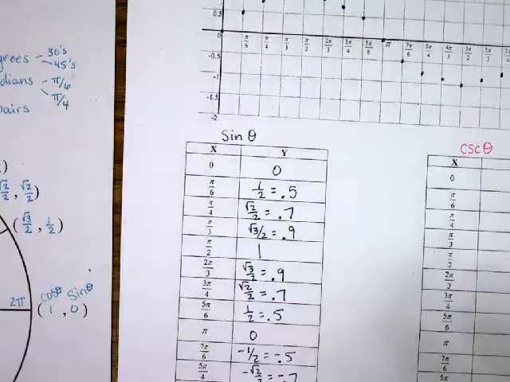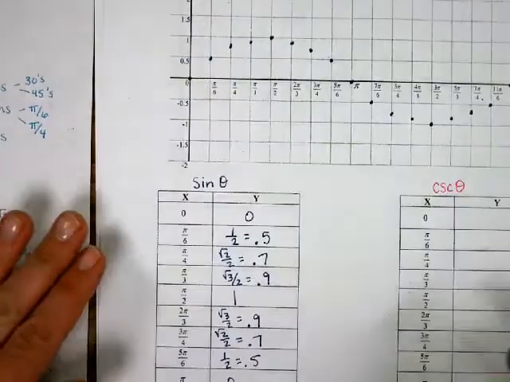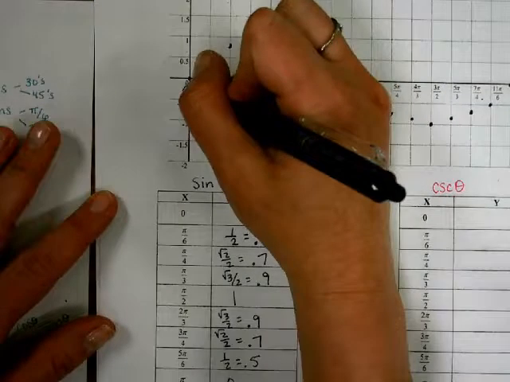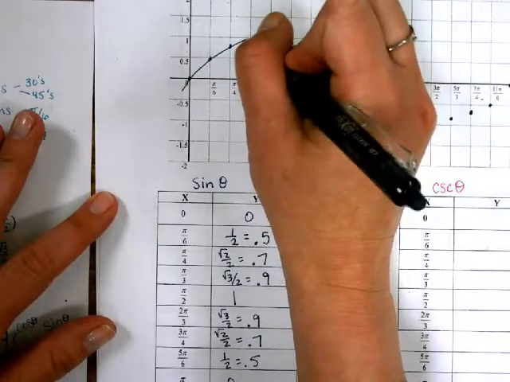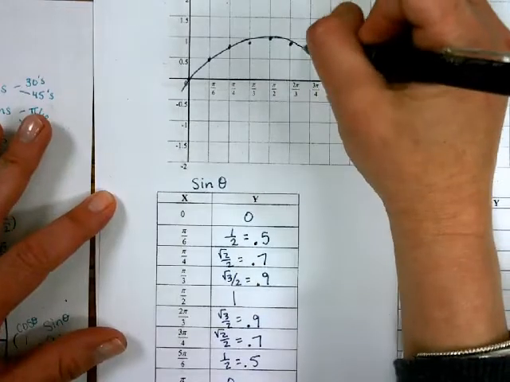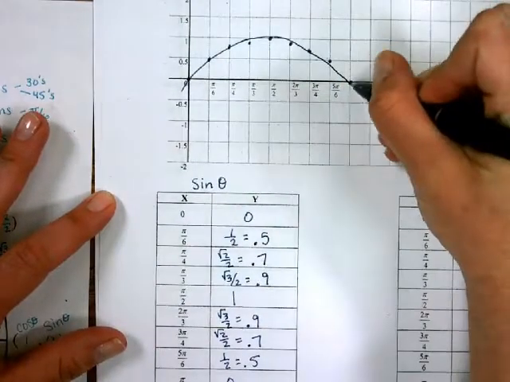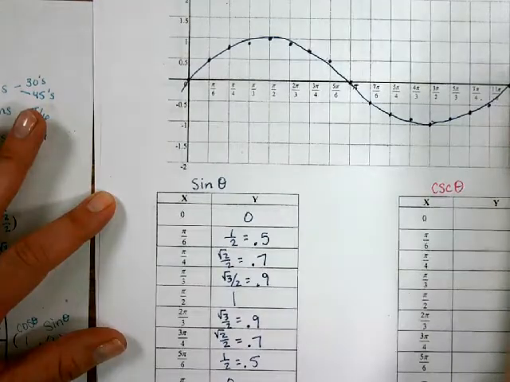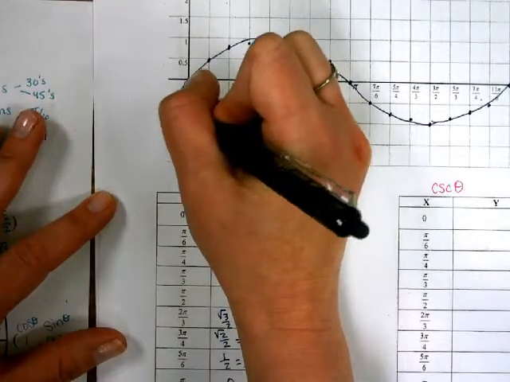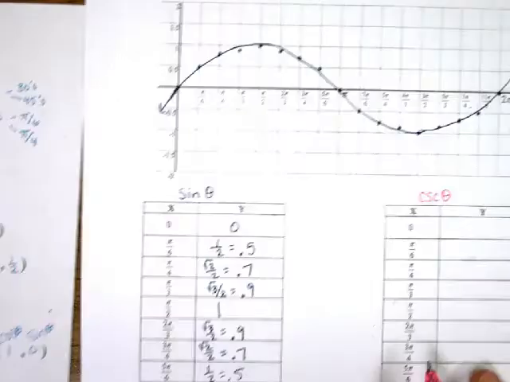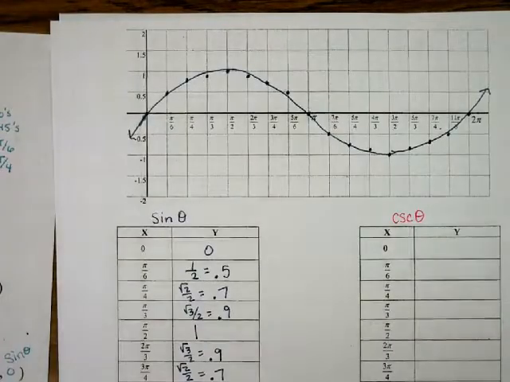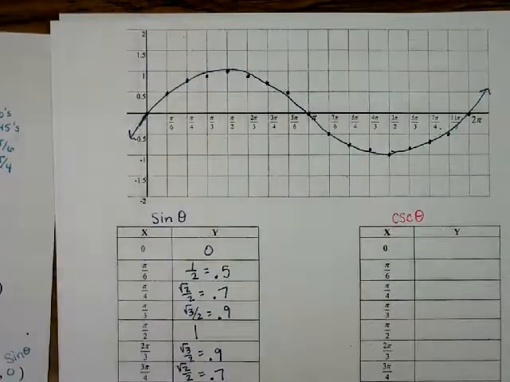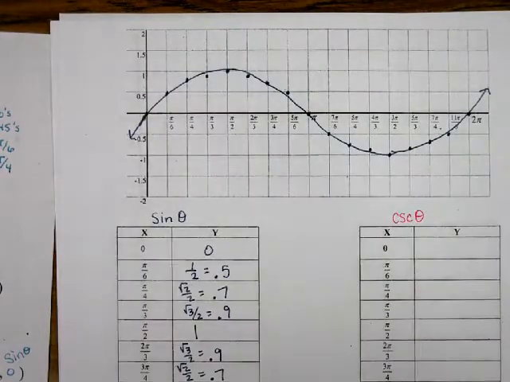Okay, so now I'm just going to connect them with a general smooth shape. Now remember, we can go around this circle as many times as we want. So these continue to go forever and ever. So we're just going to continue them and give them the shape. So there's sine. That's what sine looks like when we graph it on the coordinate plane.